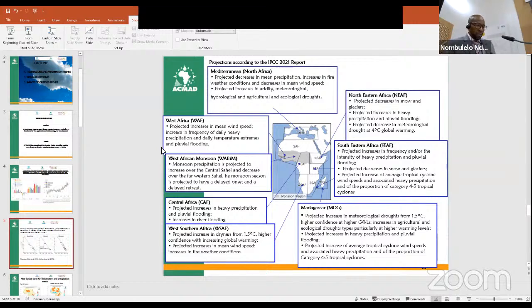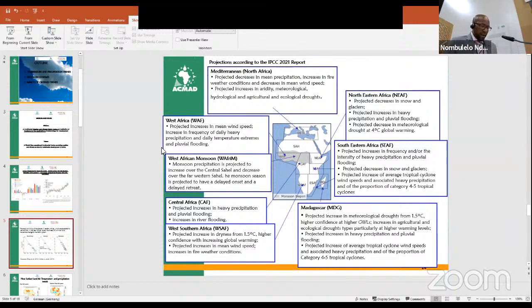In West Africa, we are expecting an increase in the mean wind speed, an increase in the frequency of very heavy precipitation, very extreme temperatures, and fluvial flooding. For the West African monsoon, where the Sahel is, we expect an increase in the central Sahel and a decrease over the far western Sahel in precipitation. The monsoon is projected to have a delayed onset and a delayed retreat.